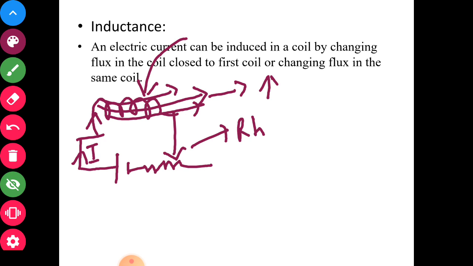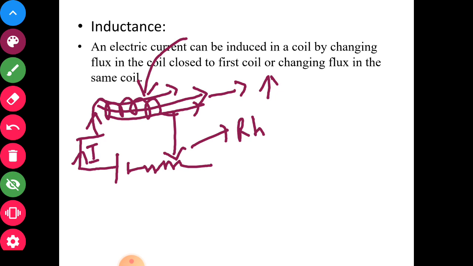Okay, this is nothing but the self-inductance. It is the inductance because the current is changed within the coil, and it is produced by changing the electric current here with the help of the rheostat within the same coil. The self-inductance it is.